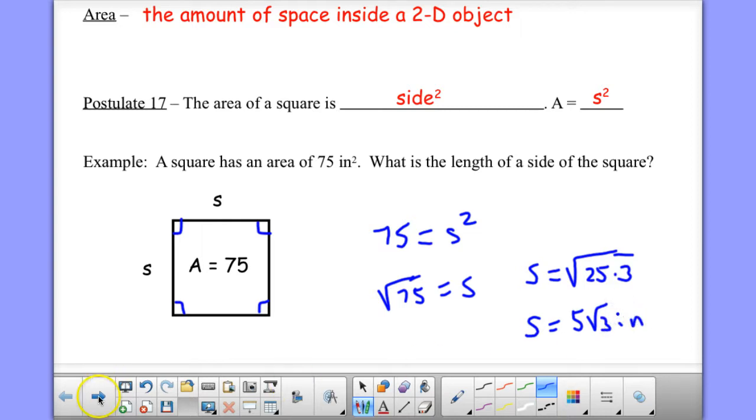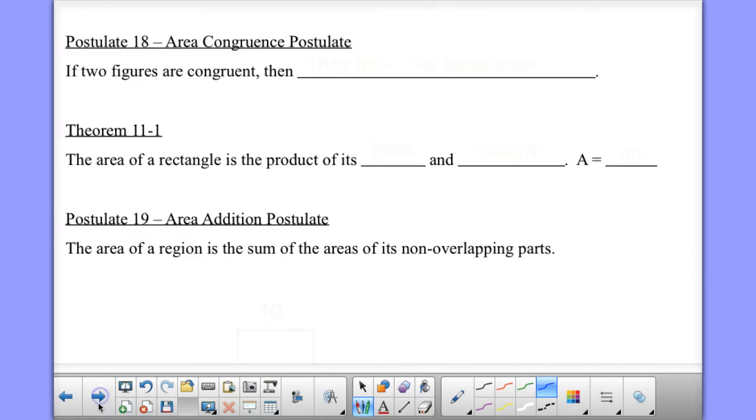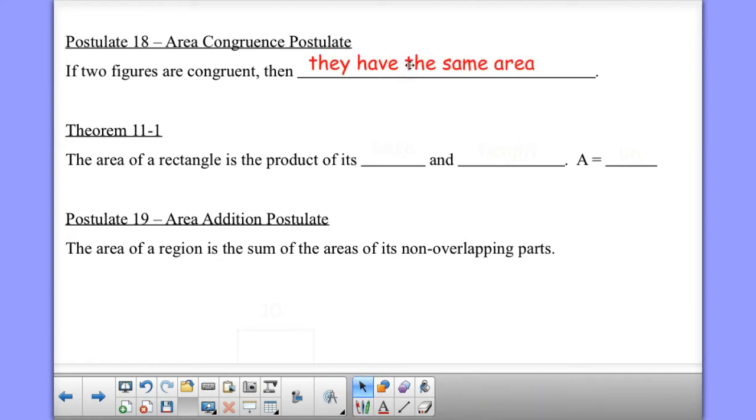Let's take a look at some other postulates related to area. Postulate 18 in our textbook is called the area congruence postulate. If two figures are congruent, then they have the same area. That would seem to make sense. They're congruent, they're the same shape and the same size, so they should fill up the same amount of space.